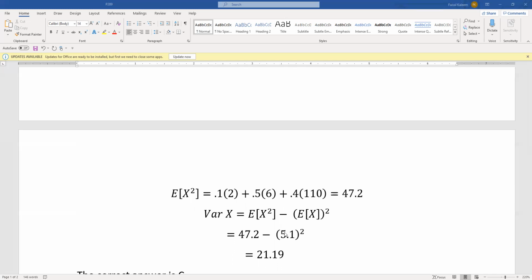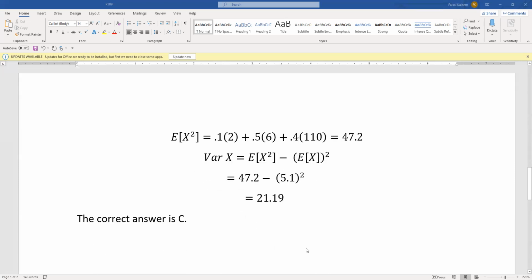Variance of X, we know by our basic formula, is E of X squared minus E of X whole square. E of X squared is 47.2. E of X we found out earlier was 5.1. And that comes out to be 21.19. That is choice C.